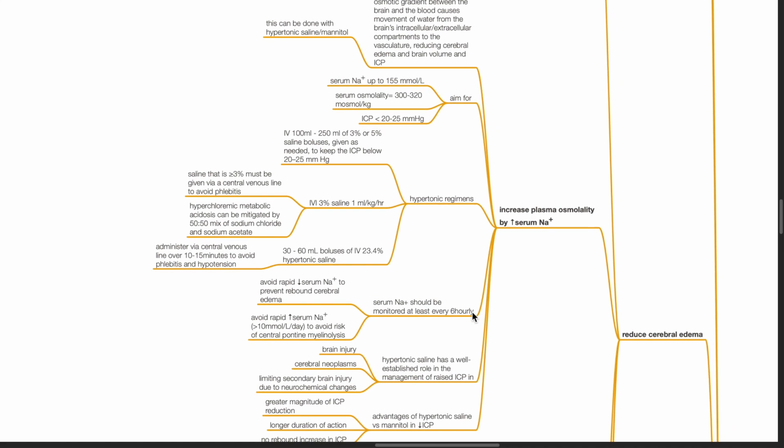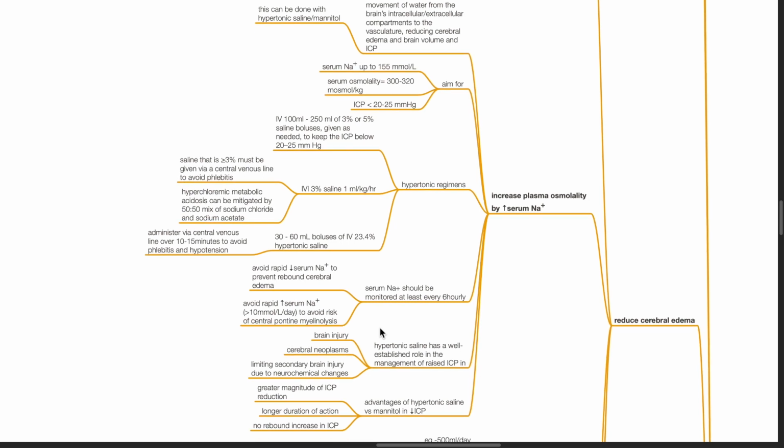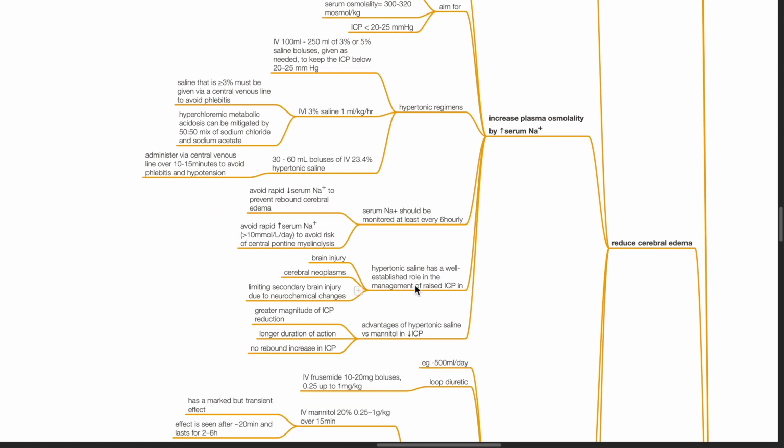Serum sodium should be monitored at least every 6 hours. Avoid rapid decreases in serum sodium to prevent rebound cerebral edema, and avoid rapid increases in serum sodium of more than 10 millimoles per liter per day to avoid risk of central pontine myelinolysis. Hypertonic saline has a well-established role in the management of raised ICP, in brain injury, cerebral neoplasms, and in limiting secondary brain injury due to neurochemical changes. Advantages of hypertonic saline versus mannitol in decreasing ICP: there is a greater magnitude of ICP reduction, longer duration of action, and no rebound increase in ICP with hypertonic saline.